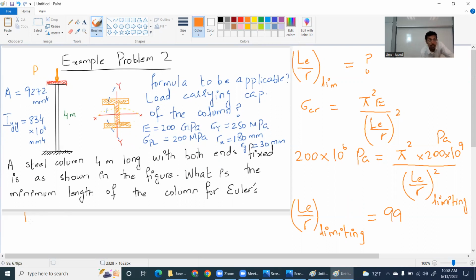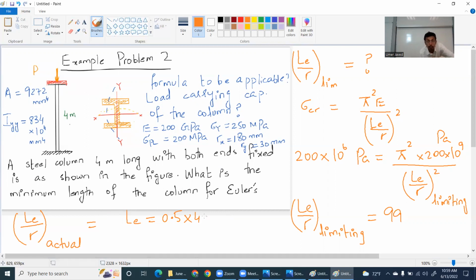Now I will find LE over R actual. This is where we stopped, Mirj, right? So LE over R actual. What exactly is this case? This is a fixed case, right? Do we have anyone who doesn't understand why it is a fixed case? This is a fixed case. So you have to look at your notes. For the fixed case, what is the value of LE? 0.5 L. So 0.5 multiplied by 4 will give me 2, right?